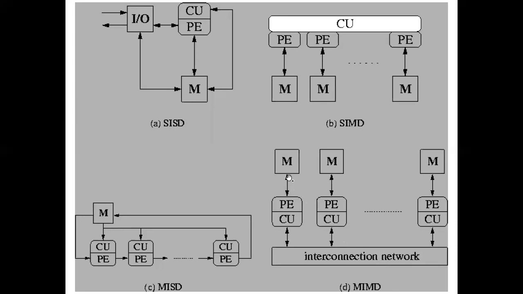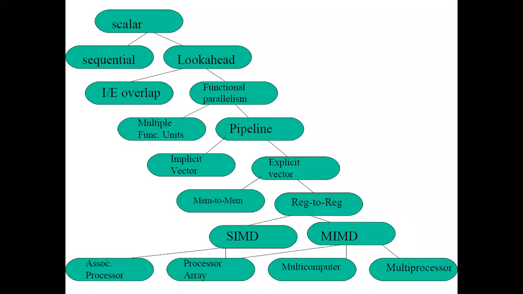Again, you are able to see that there are multiple memories, multiple control units, and there is an interconnection network. So how was this developed? First, we have seen that there were scalar processors. Then it came to look ahead. Then functional parallelism, pipeline, then register to register, and today we have these SIMD and MIMD processors where we are able to do parallel computing.